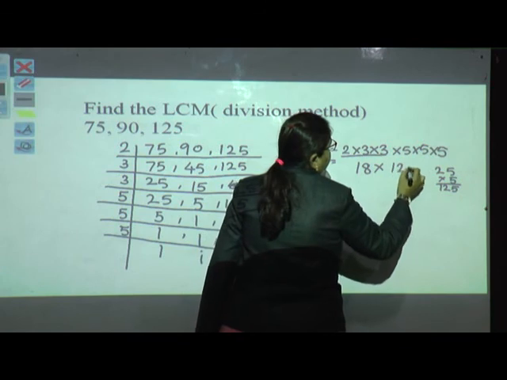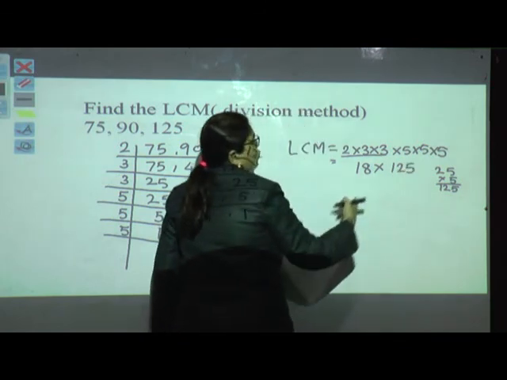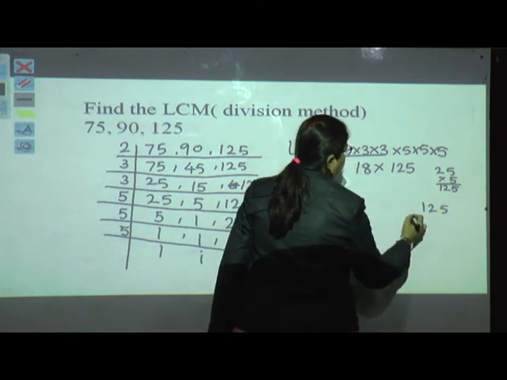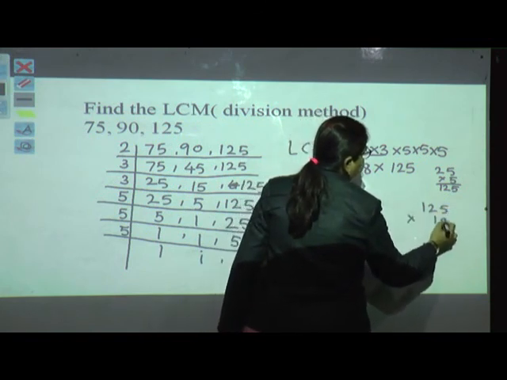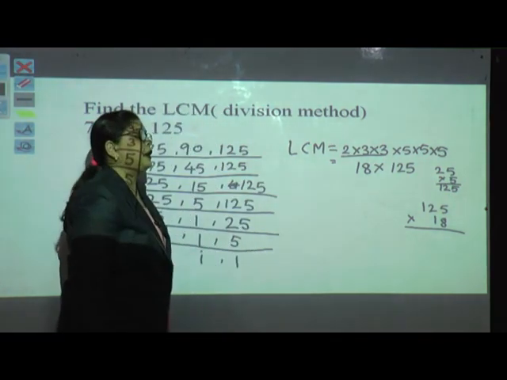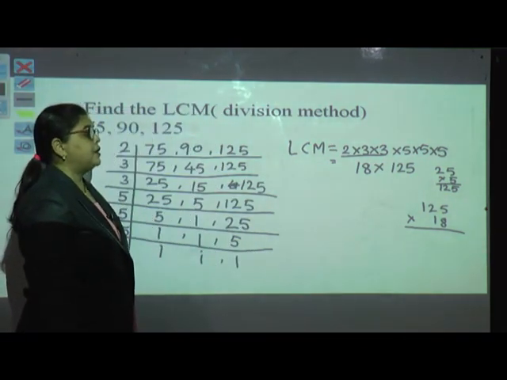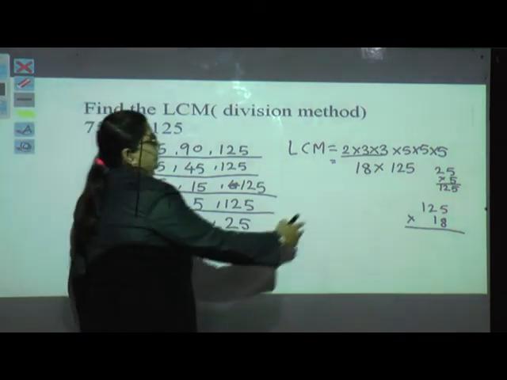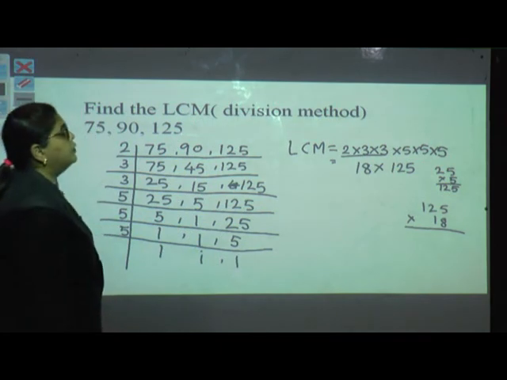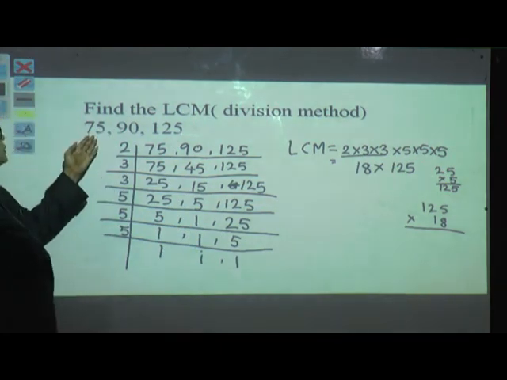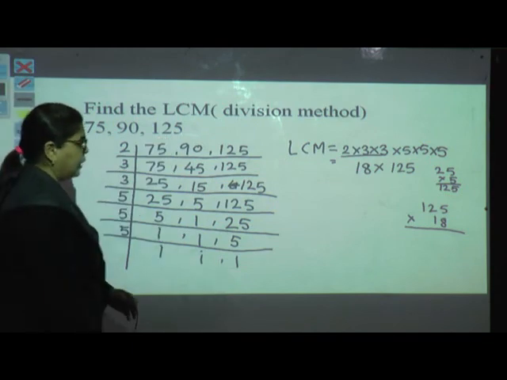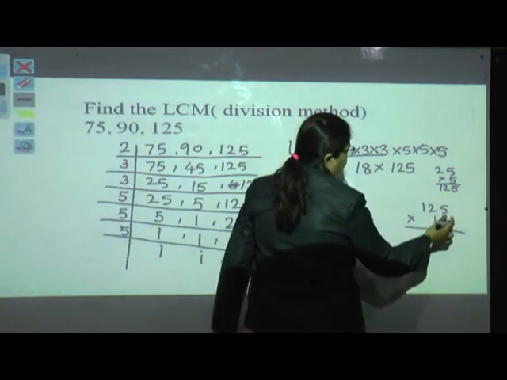So it is 125. Now you have to do the practical multiplication of 125 and 18. This multiplication you know, because we already learned it in the previous class. Whatever 4-digit answer we get, that will be the LCM of the given numbers, that is 75, 90 and 125. If you want, we will solve this and then go further.